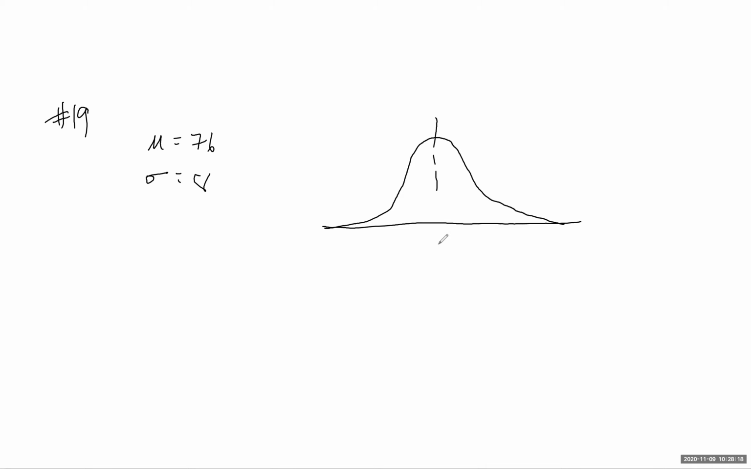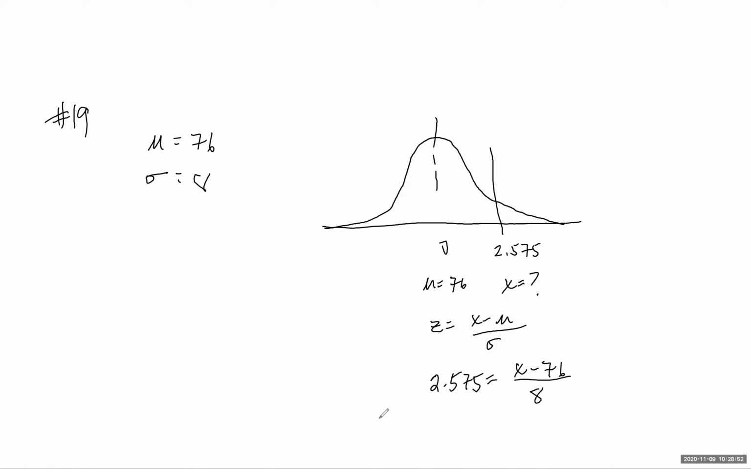So let's see, here is 0, which we know is mu equal to 76. And we want to come up here to 2.575, and we want to know what X value corresponds to that. We use our formula again, Z equals X minus mu divided by sigma, and we get 2.575 equals X minus 76 divided by 8. Let's multiply both sides by 8.